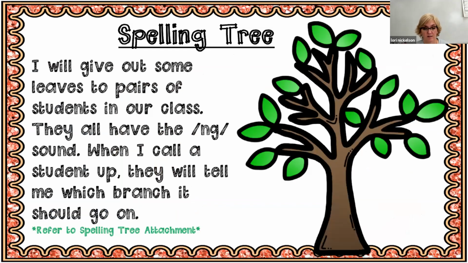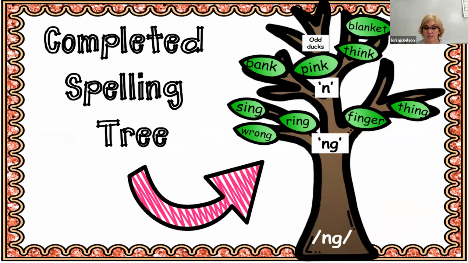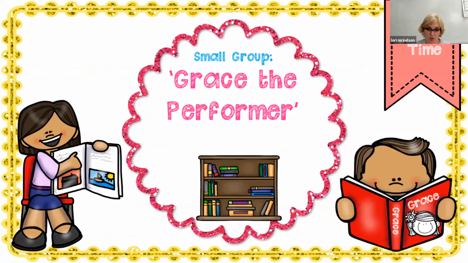We don't have that, but we look at these right here. For the ng sound, we have sing, ring, wrong, finger, and thing. For the n sound, we have bank, pink, think, and blanket. So today we are going to read a new story, Grace the Performer.